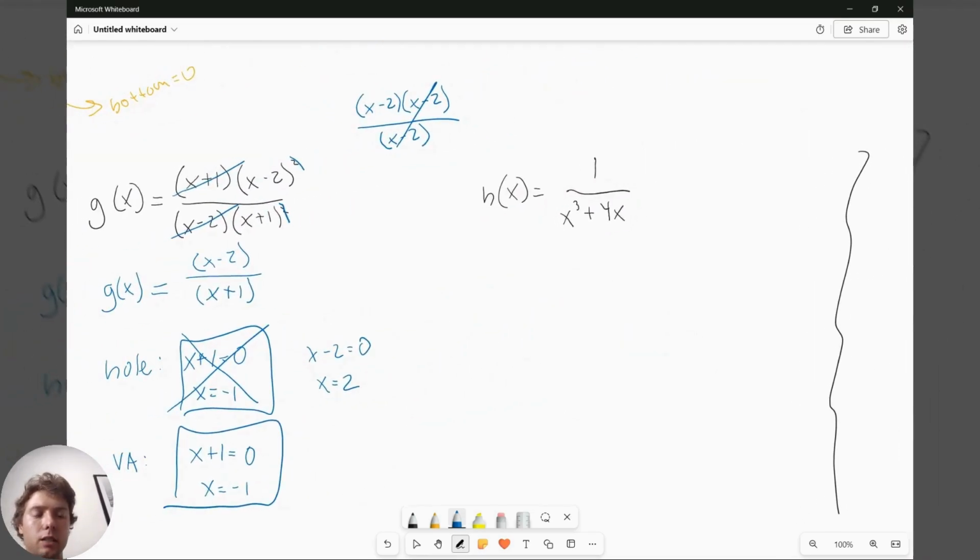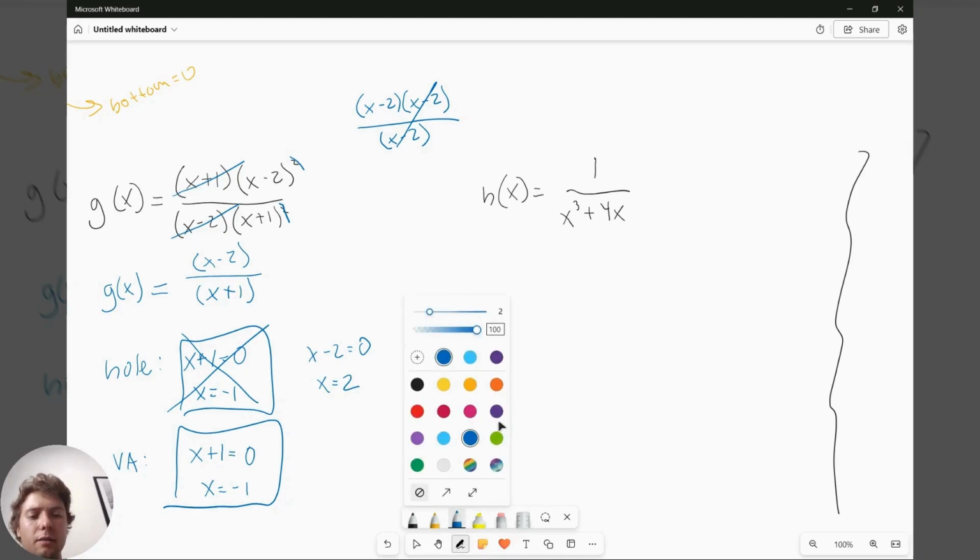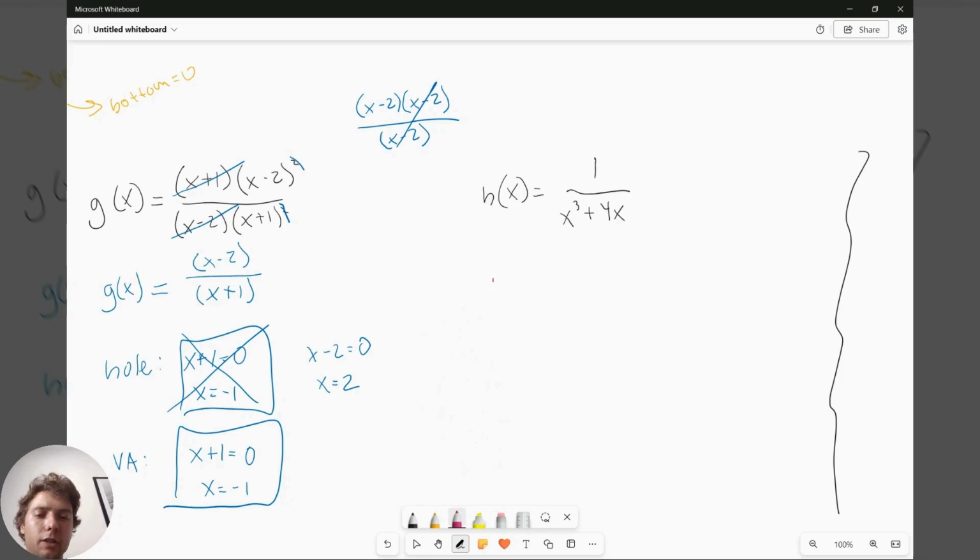Let's look at h of x. This one, what you would notice is the bottom is not in factored form, so you could actually factor the bottom before we do anything to give us 1 over. You could take an x out of both terms.